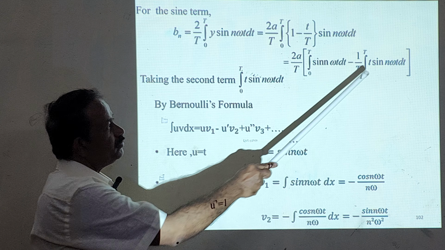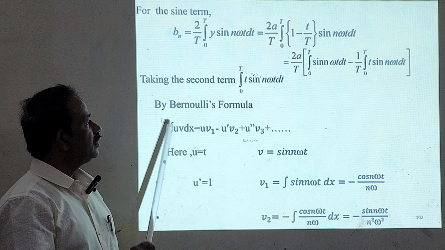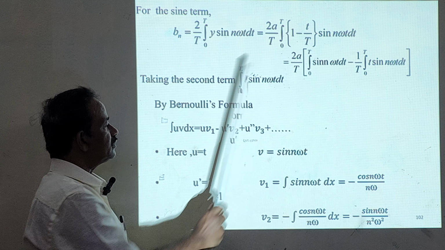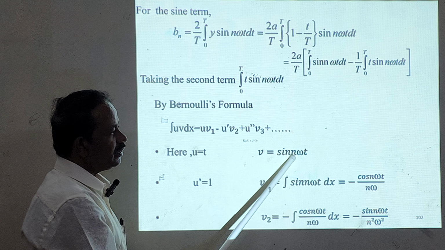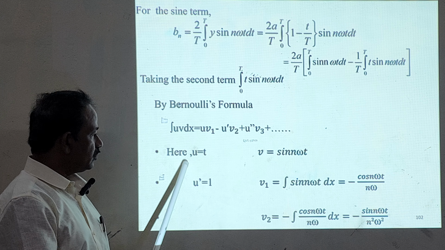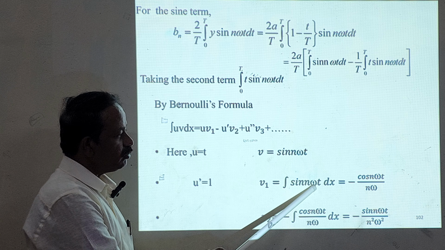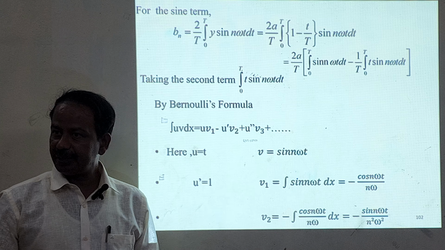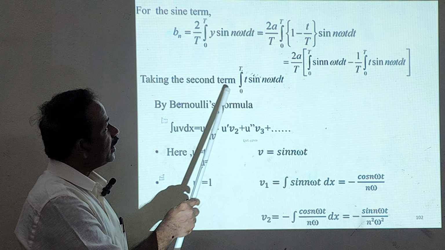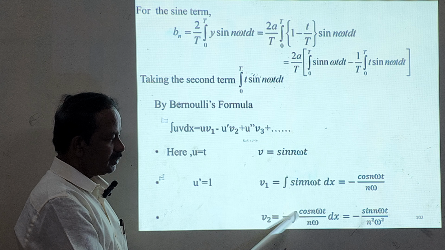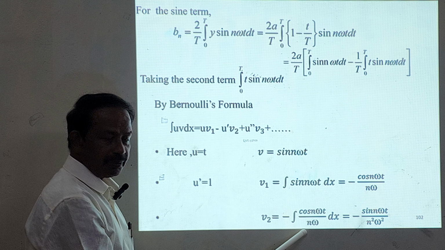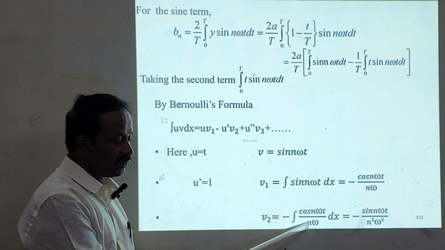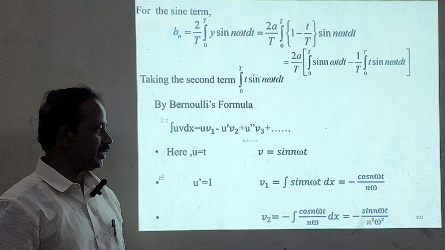Now we'll go for the second term using Bernoulli's formula. Bernoulli's formula is like this. Here u equals t and v will be sine n omega t. So u prime will be 1, and the integral of sine n omega t dt, which is equal to minus cos n omega t divided by n omega. And to calculate v2, we integrate minus cos n omega t divided by n omega, which gives sine n omega t divided by n omega. Already one n omega is there, so this becomes n squared omega squared.